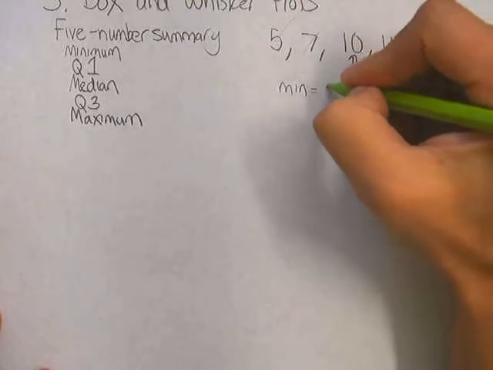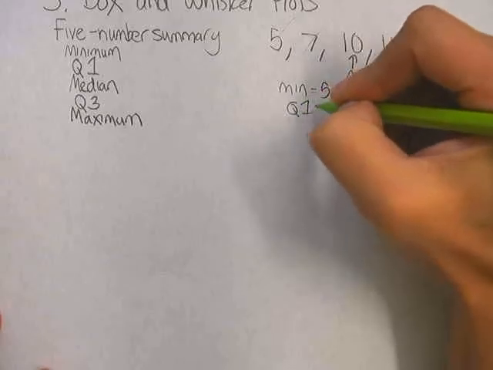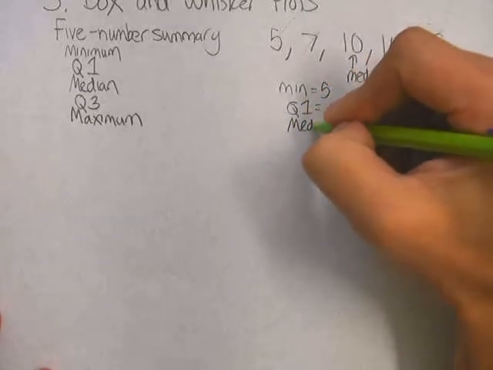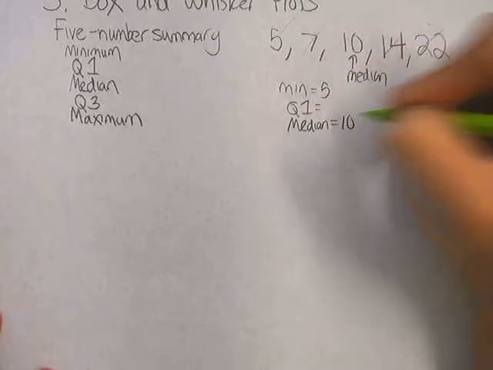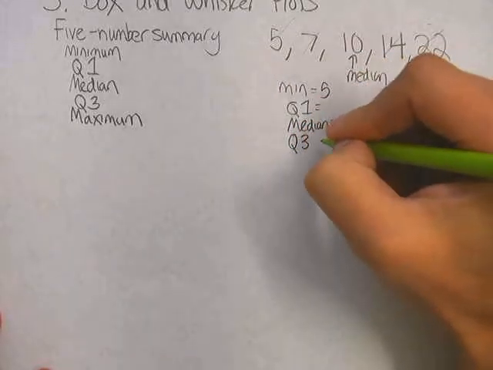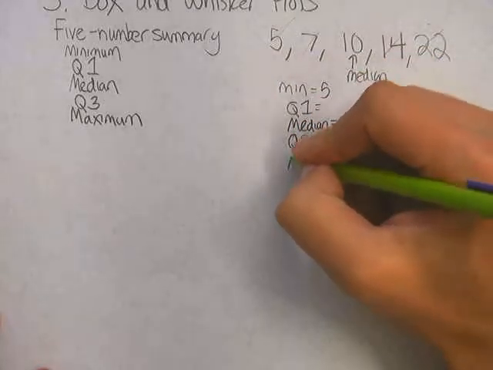So I might as well just start writing all these out. I don't know my quartile 1 yet. I know my median is 10. Quartile 3, don't know that yet. And I know my max is 22.